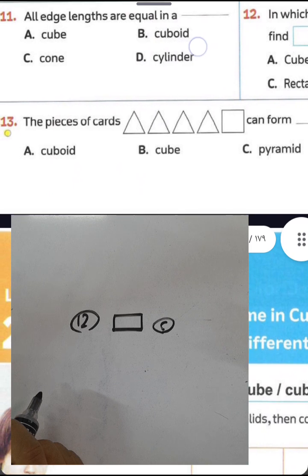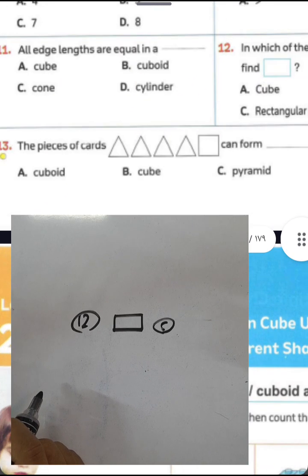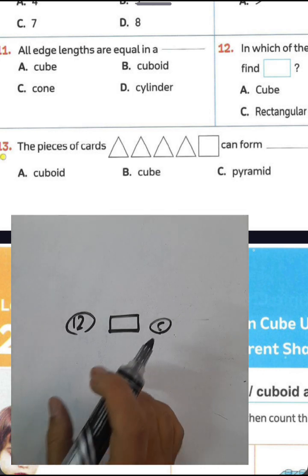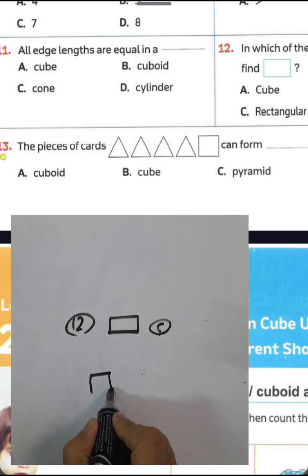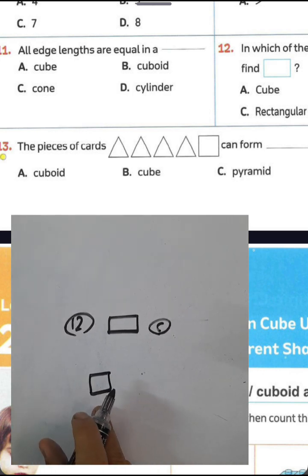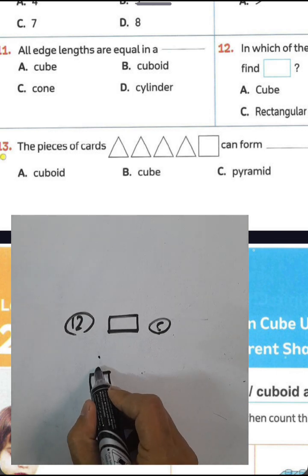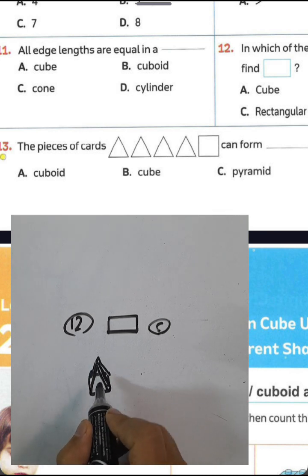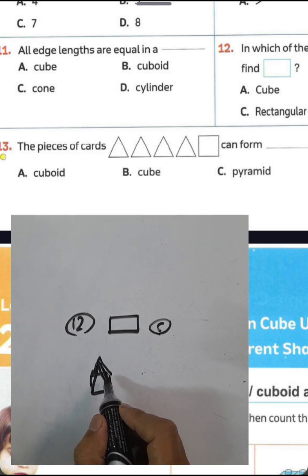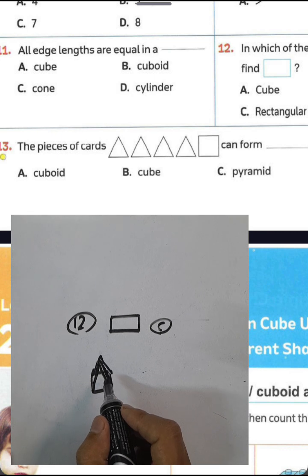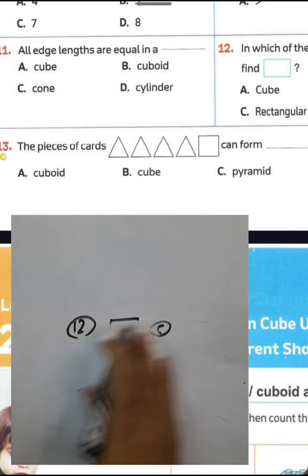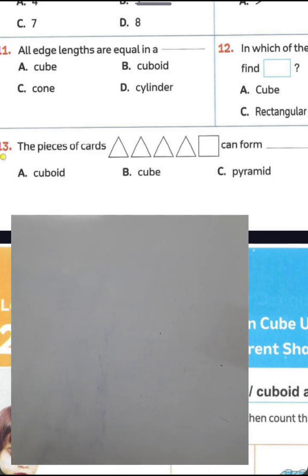Question 13. The pieces of cards can form what? We have a piece here, square, and we can put the point and draw four triangle faces. Then we call it the pyramid, squared pyramid. Choose letter C about question 13. Understood?